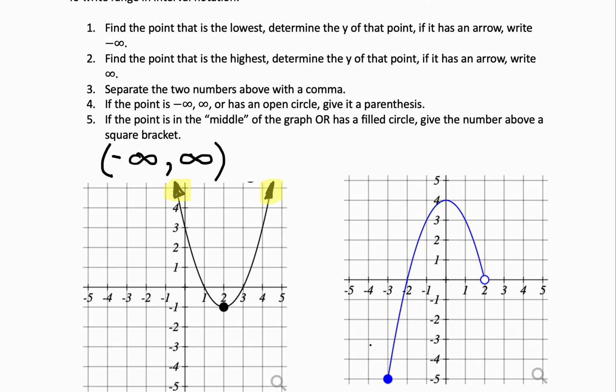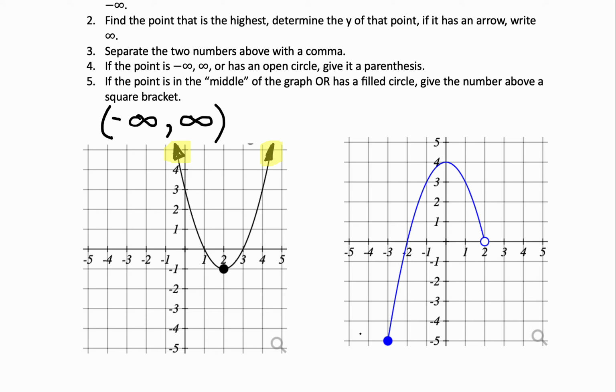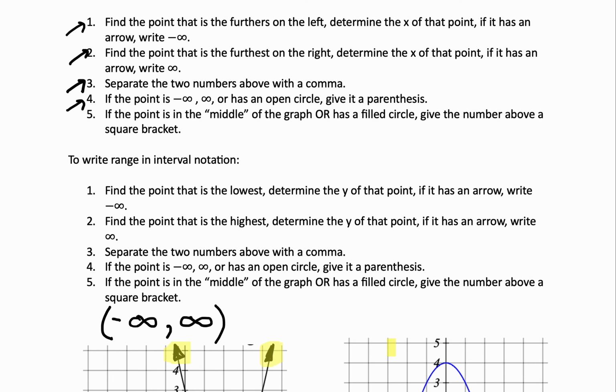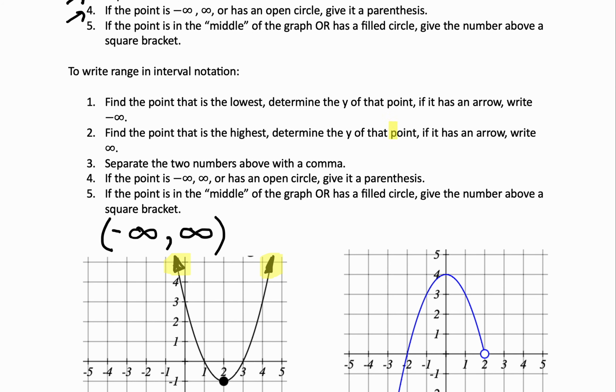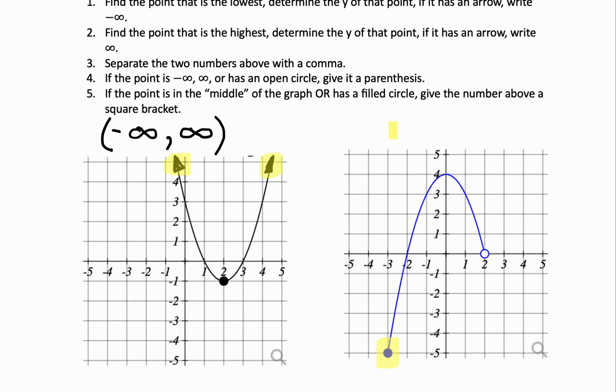So we'll start by placing ourselves in the point that is furthest on the left. For the blue graph, it's this point right here. And I need to determine the x of that point. Let's go back to the steps. Find the point that is the furthest on the left, determine the x of that point, and if it has an arrow, write negative infinity. Well, this does not have an arrow, and what I need to determine is the x of this point that is furthest on the left. The x of this point is negative 3. So that's the first side of my domain.